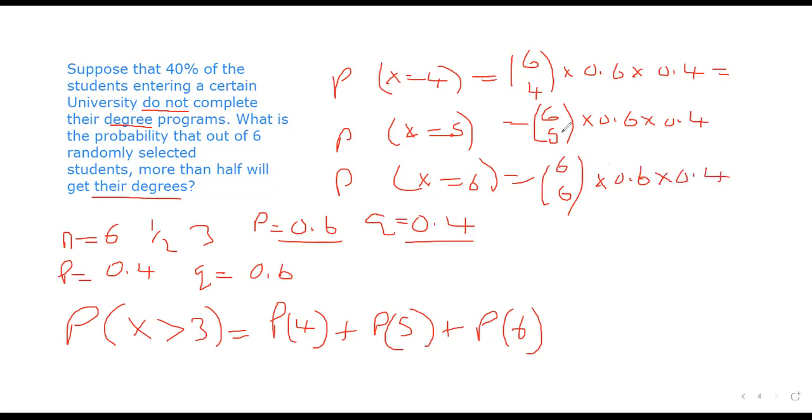So the 4 comes here, and the difference is what? 2. The 5 comes here, the difference here is what? 1. The 6 comes here, the difference here is what? The 6 comes here, the difference is 0. So let's find the probabilities here. To find the probabilities, I'm going to add them up.